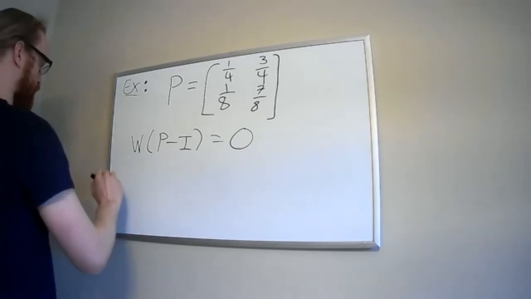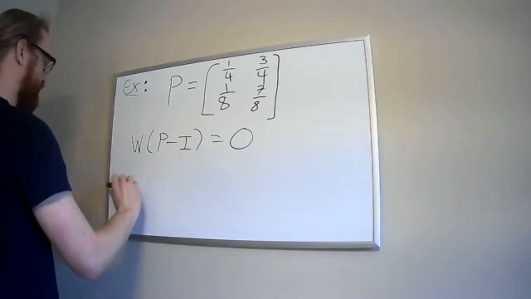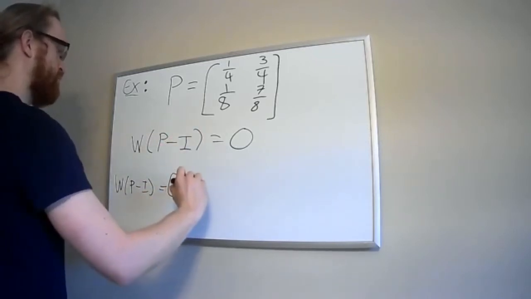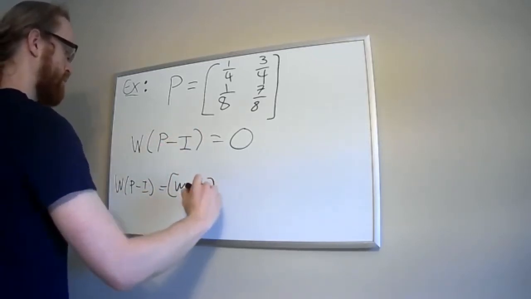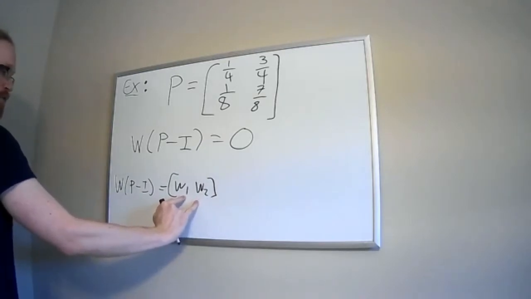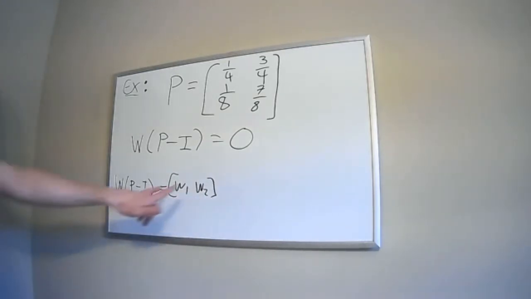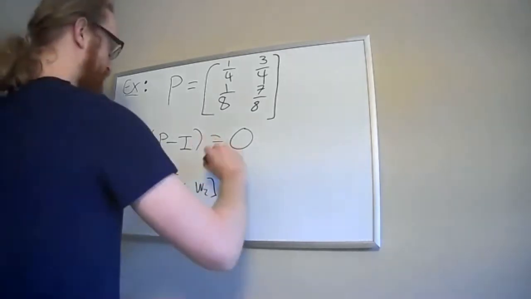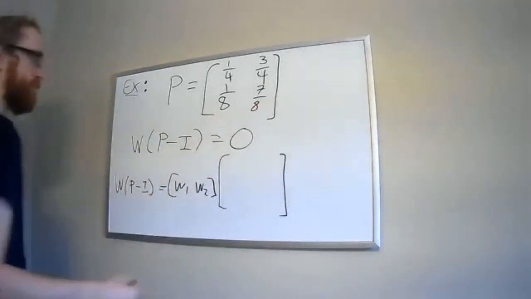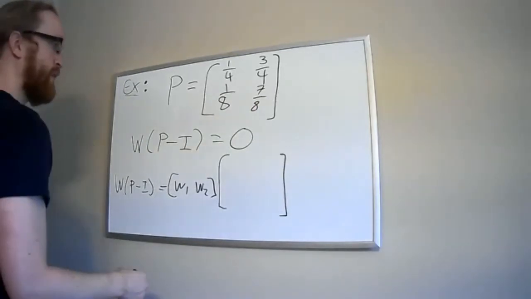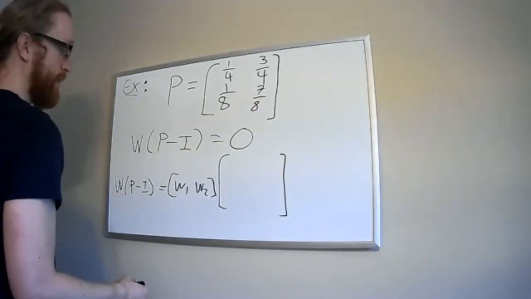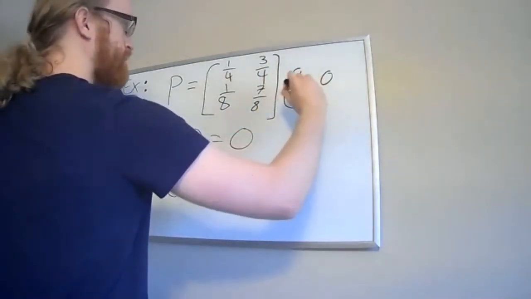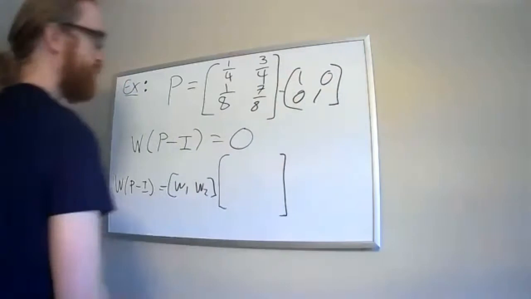So basically W times (P minus I). For W, I'm just going to write W1 and W2. These are just going to be placeholder variables for the entries of W. Our goal is to find out what numbers those should be. And then P minus I is just take our P matrix and subtract the identity matrix from it, so the 2x2 identity. What do I get when I do that? The 2x2 identity is this, so I'm going to subtract those.